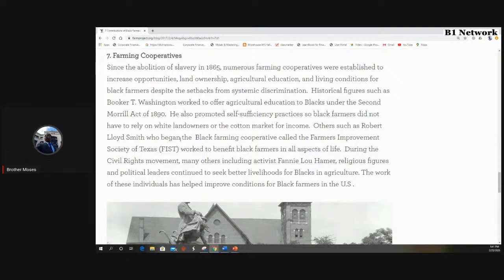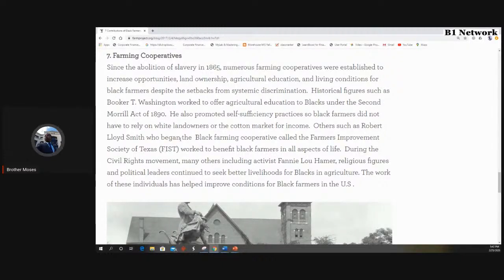Since the abolition of slavery in 1865, numerous farming cooperatives were established to increase opportunities, land ownership, agricultural education, and living conditions for Black farmers, despite the setback from systemic discrimination. So again, we're not just waiting for reparations. We're still doing stuff at the same time where we're not just waiting for legislation, but there are people and groups and networks and coalitions running in the background while we are organizing and fundraising. All right.